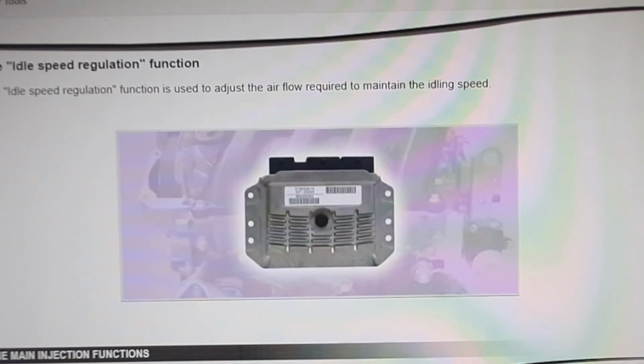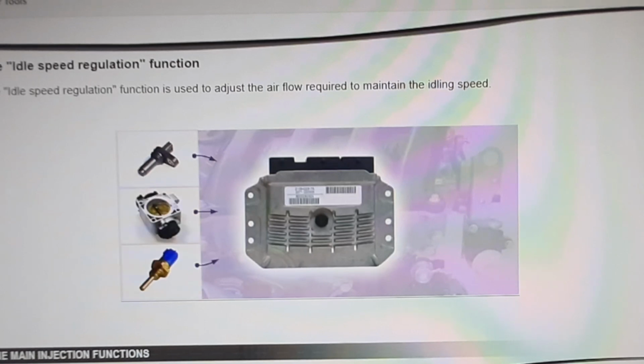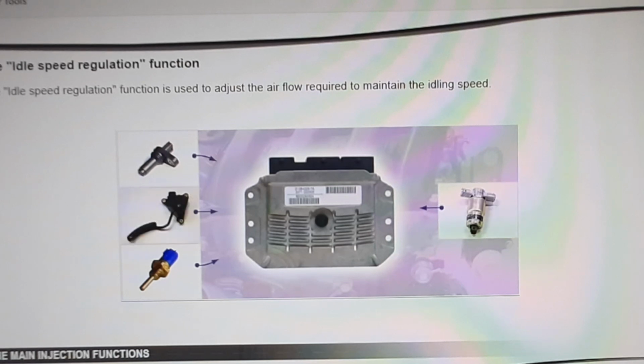The idle speed regulation function is used to adjust the airflow required to maintain the idling speed. This function uses the following components: the flywheel sensor, the accelerator pedal position sensor or throttle position sensor, the coolant temperature sensor, and the idle speed regulator.